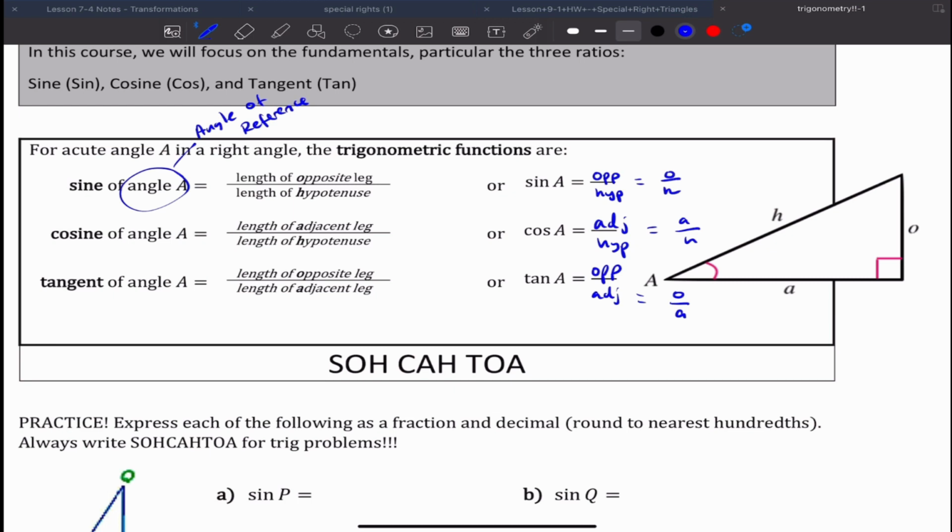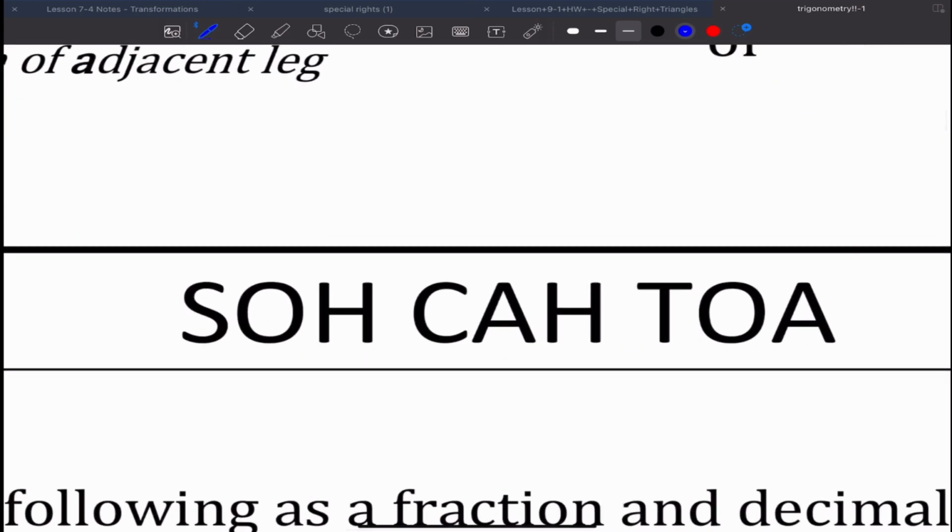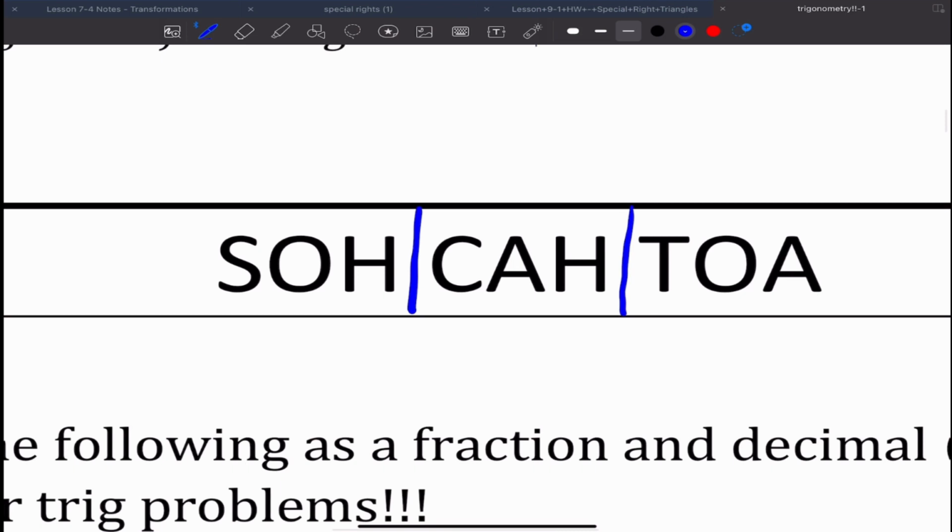So we have a mnemonic device, something that will help us remember all of these ratios. And it's this weird mnemonic, and it's going to stick out to you. It's called SOHCAHTOA. If I break down the SOHCAHTOA, if I break it up, well, this means sine is the ratio between the opposite leg over the hypotenuse leg, okay?